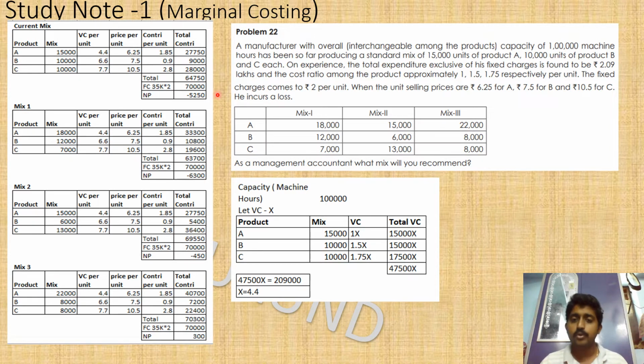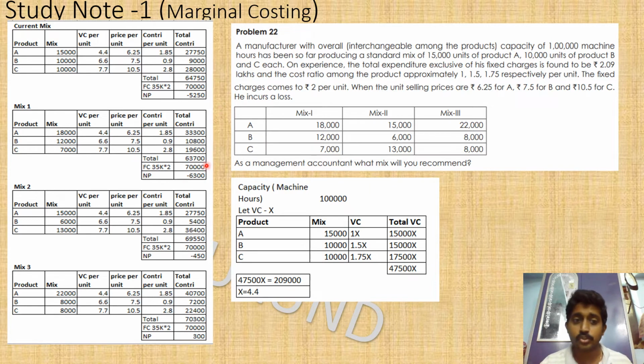Now you have got 3 proposals from the sales department or the production department or technical department. What are the 3 mixes? Let's take mix number 1. Mix number 1 says 18,000, 12,000 and 7,000. Variable cost is not going to change. Selling price is also not going to change. Selling price minus variable cost gives the contribution per unit, and multiplied by the mix quantity or the production quantity, you can find the total contribution, which is 63,700. We already know the fixed cost is 70,000.